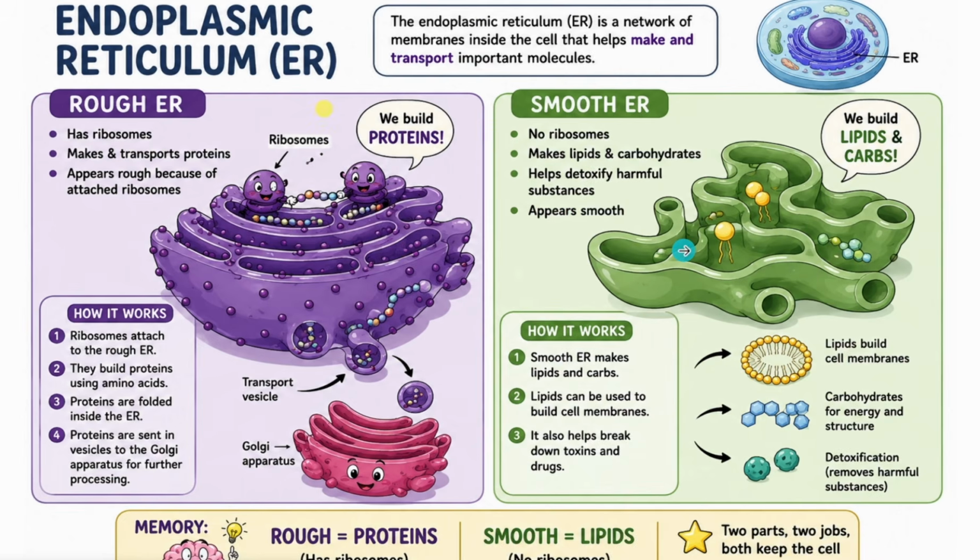Endoplasmic reticulum. The endoplasmic reticulum, or ER, is a network of membranes that helps produce and transport materials. Rough ER contains ribosomes and makes proteins, while smooth ER doesn't have ribosomes attached to it. It helps make lipids and detoxify harmful substances.